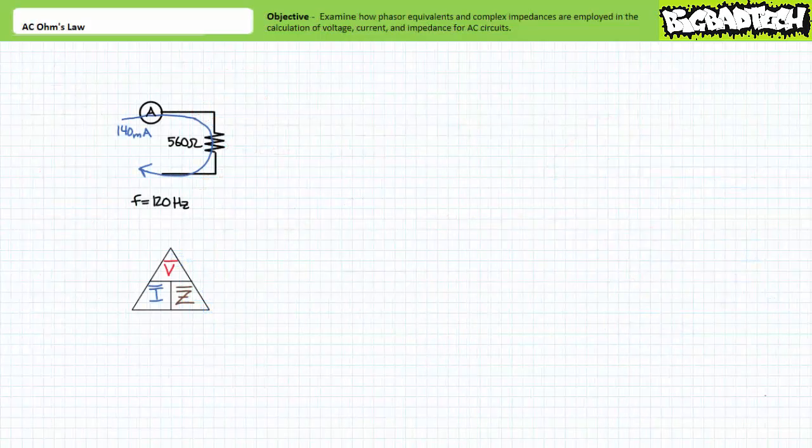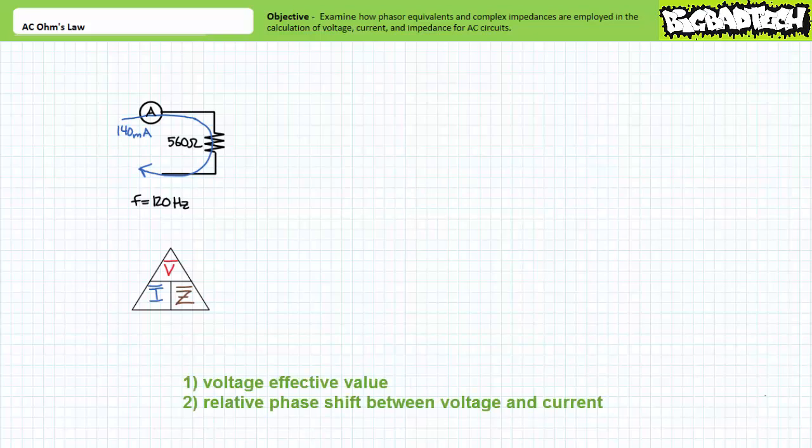Let's tackle Ohm's law from a different angle. Given an ammeter reading an effective current value of 140 milliamperes through a 560 ohm resistor, let's use Ohm's law to determine the effective value of the voltage across it and the phase shift between voltage and current. Let's assume current has a frequency of 120 Hz.